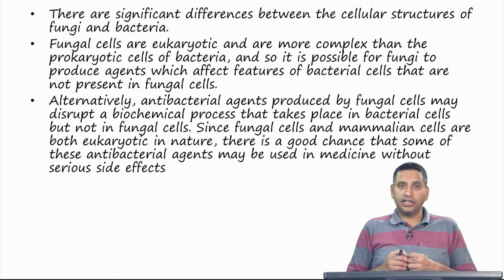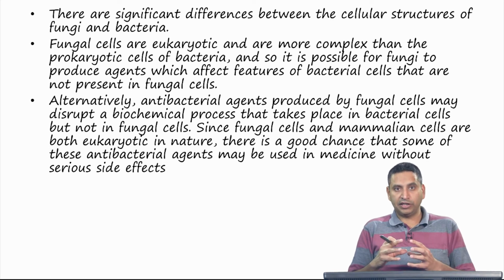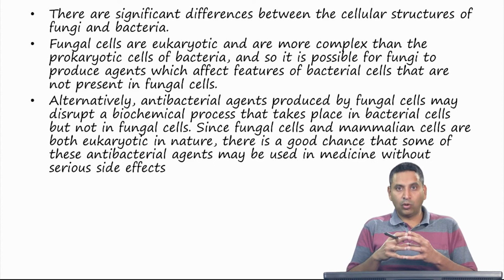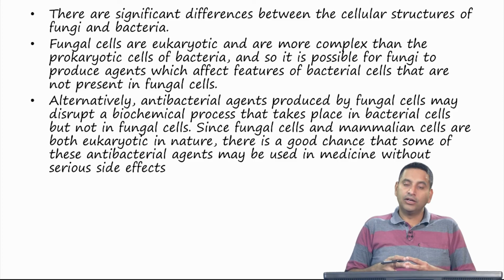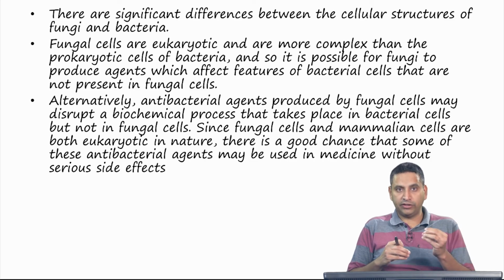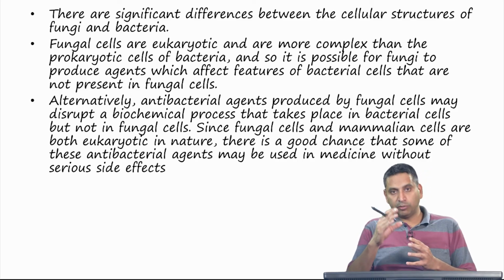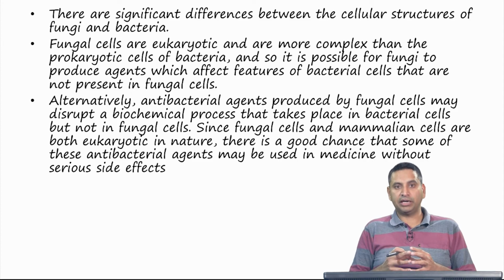And there are significant differences between the cellular structures of fungi and bacteria which need attention. So, fungal cells are eukaryotic and are more complex than prokaryotic cells of bacteria. So, it is possible for fungi to produce agents which affect features of bacterial cells, but that are not present in fungal cells. Alternatively, antibacterial agents produced by fungal cells may disrupt a biochemical process that takes place specifically in bacteria, but not in fungi. Since fungal cells and mammalian cells are both eukaryotic in nature, there is a good chance that some of these antibacterial agents may be used in medicine without serious side effects.